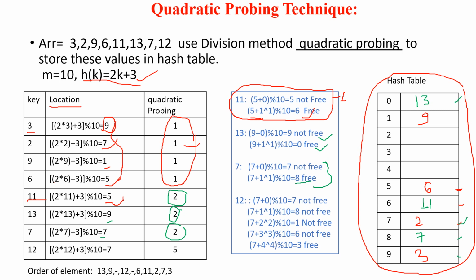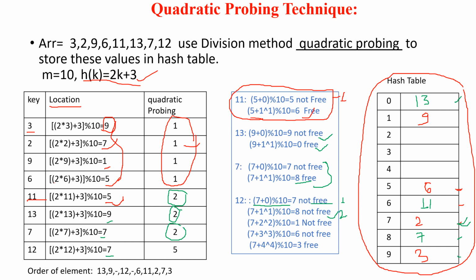Now the next element is 12, and if you calculate the index of the 12, that index is also 7. Check if the 7th index is free. No, this is not free. Then what will you do? Apply quadratic probing. 7 plus 0 square, modulus 10, you will get 7. That's not free. This is the first probe. Then 7 plus i square, you increment the i. 1 square, and modulus 10, you will get 8. Is 8 free? No, 8 is also not free. This is the second probe.